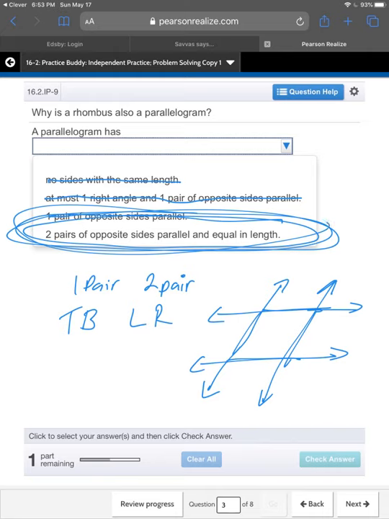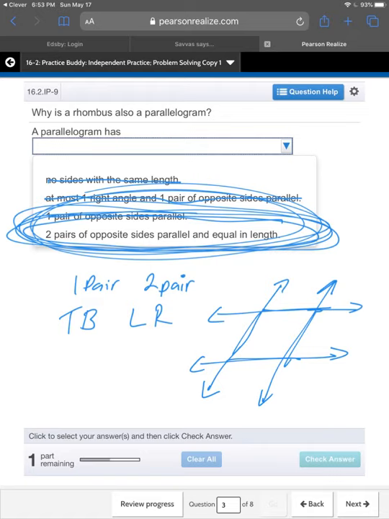Okay, super, super, super important. Know that a rhombus is a parallelogram because it has two pairs of parallel sides.